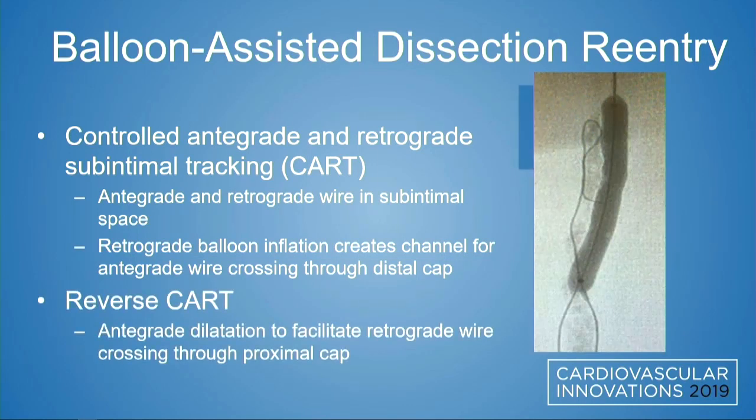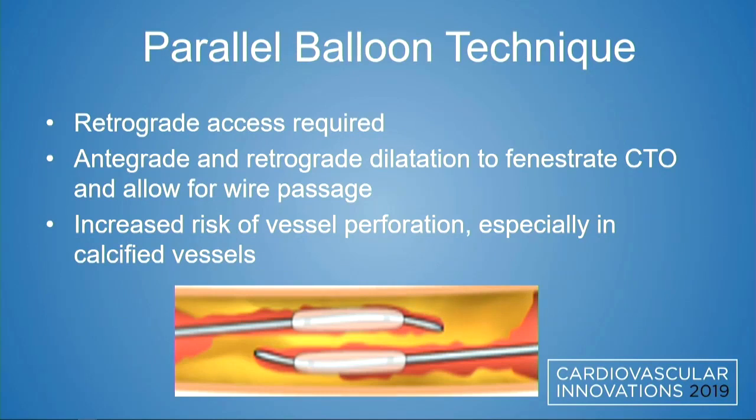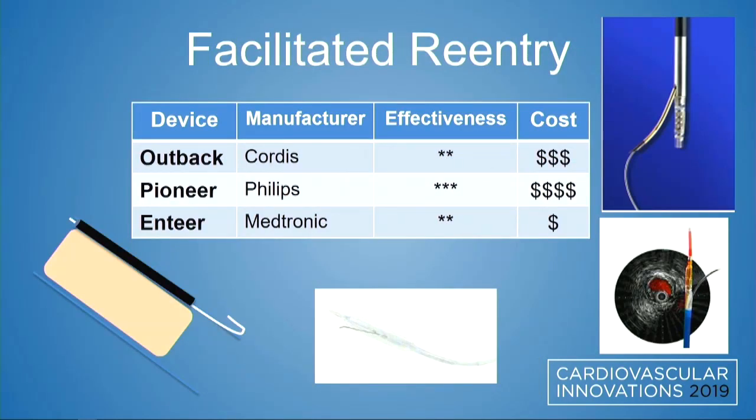And then the reverse CART is just the opposite of that, where you have an antegrade dilatation to facilitate retrograde wire passage through a proximal cap, and is a technique we use in our lab quite a bit. A parallel balloon technique, particularly for larger vessels, can be very helpful. Straight segments, large vessels, where 2 balloons are used to fenestrate the CTO and allow for passage of a wire, either antegrade or retrograde. This can be very helpful in those circumstances. There is an increased risk of vessel perforation, so you have to be aware of your vessel size and not oversize your balloons, especially if you have a calcified vessel.